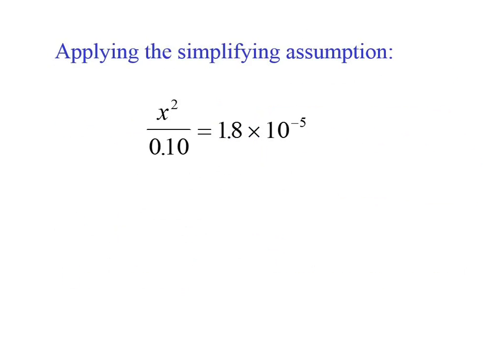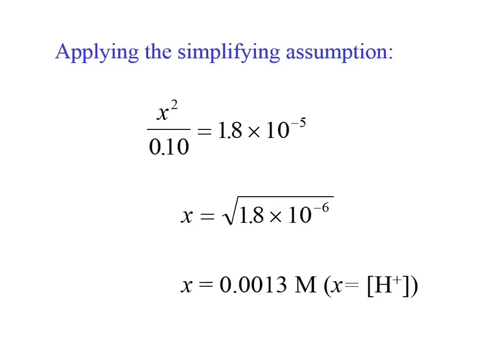So finally, here's how we left it on the slide. X squared divided by 0.10 is equal to 1.8 times 10 to the negative fifth. Cross-multiplying across the equal sign, x squared is equal to 1.8 times 10 to the negative fifth times 0.10, which is 1.8 times 10 to the negative sixth. Then to get x by itself, take the square root of both sides. With only 2 sig figs, you get x is equal to 0.0013 moles per liter.